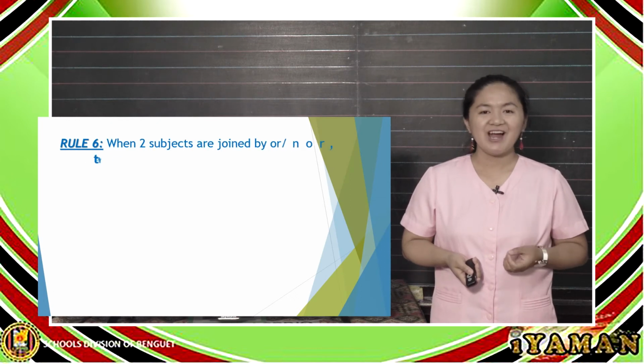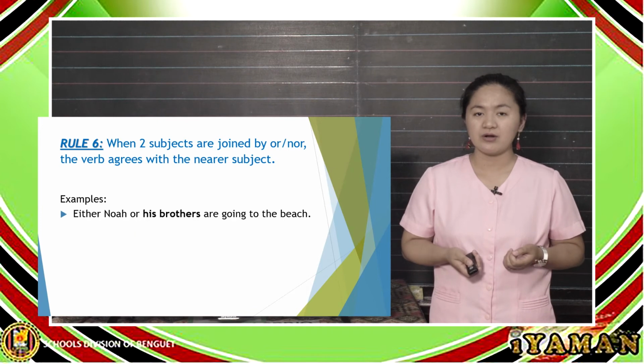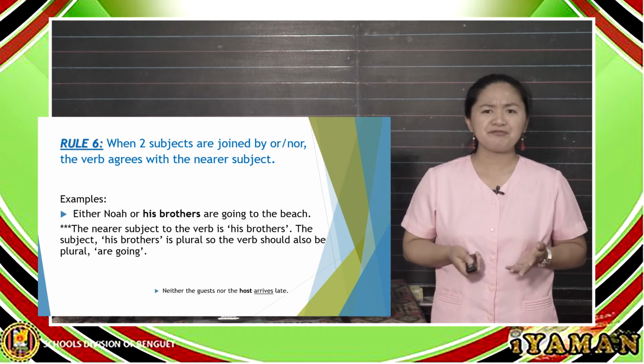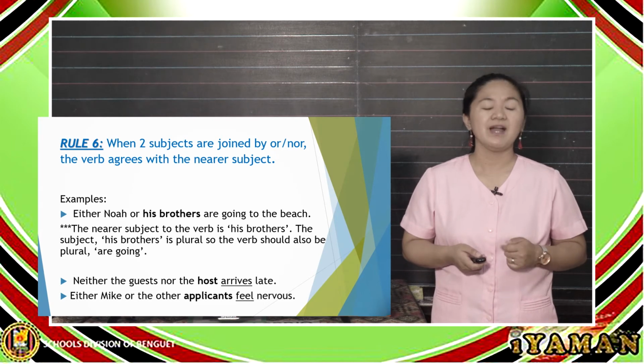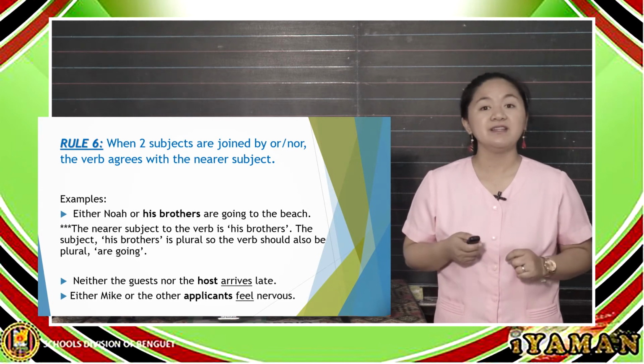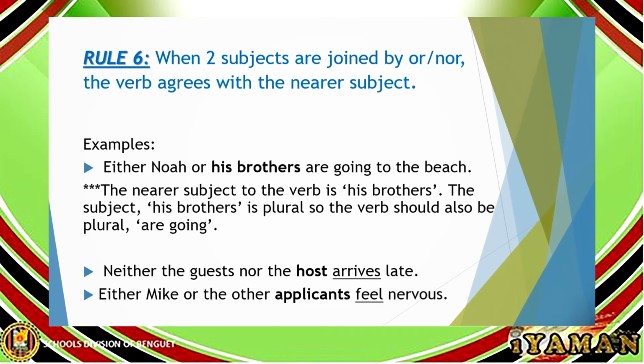Moving on. When two subjects are joined by or or nor, the verb agrees with which subject? The verb agrees with the nearer subject. For example, either Noah or his brothers are going to the beach. What are the two subjects? Correct. Noah and his brothers.